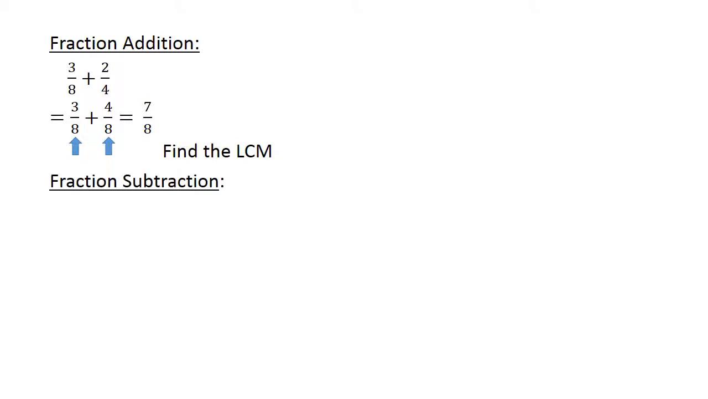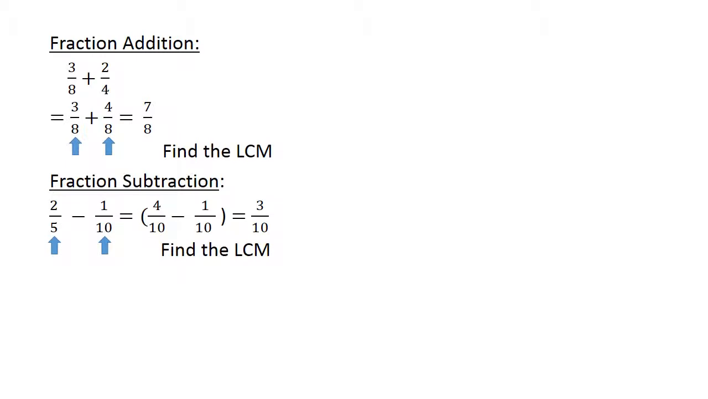Fraction subtraction. 2 over 5 minus 1 over 10 equals, find the lowest common multiple, which is 10. 2 over 5 equals 4 over 10, minus 1 over 10 is equal to 3 over 10.